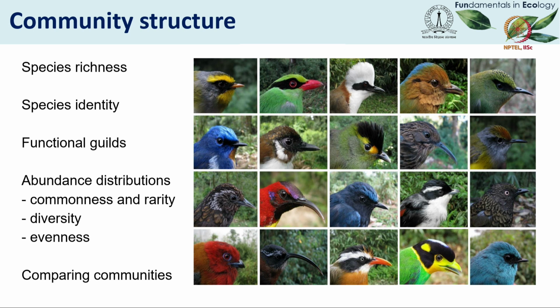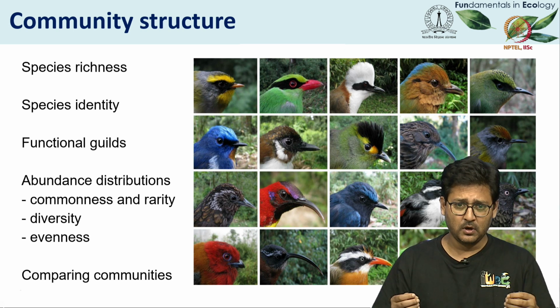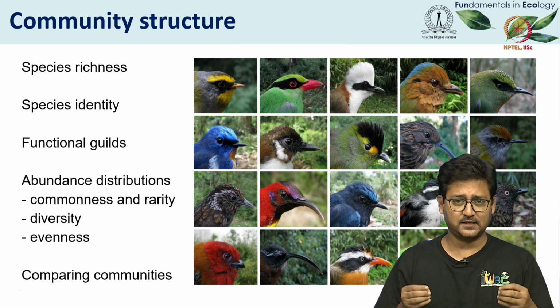So I can look at the functional distribution of traits of these species in the community. I can then ask how the abundances of these species, the population sizes of these species, are distributed. So I can ask about things like commonness and rarity. Why are certain species common? Why are other species rare? I can ask about the diversity of the community in terms of diversity and evenness, in terms of asking what is the distribution of population size in this community.